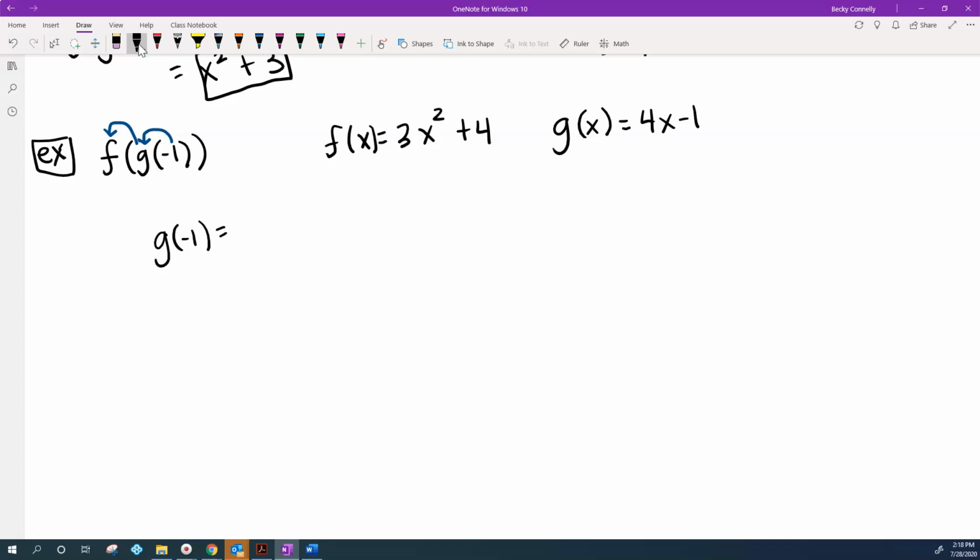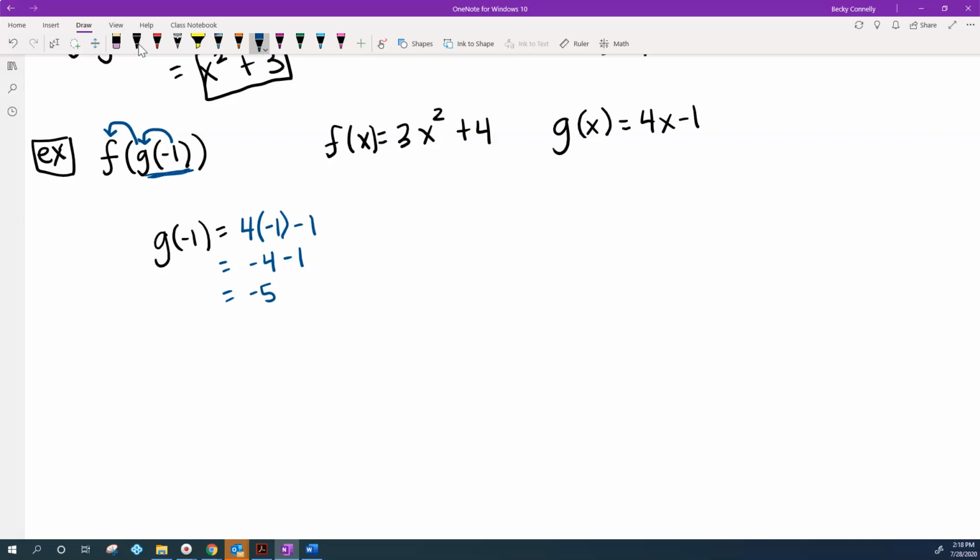Okay, so remember, it's telling me first, I got to start, just like with order of operations, with the stuff that's furthest inside, kind of work inside out. So I'm putting -1 into my g equation. So I'll have 4 times -1 minus 1. So -4 minus 1 gives me -5.